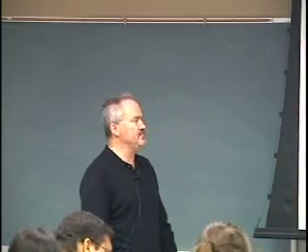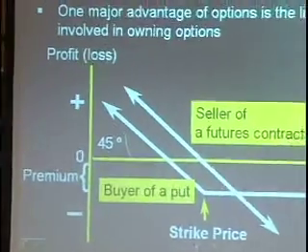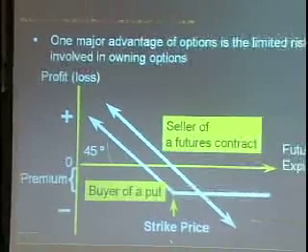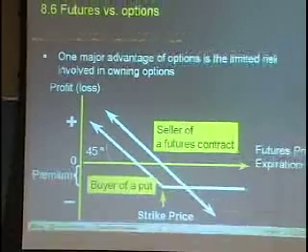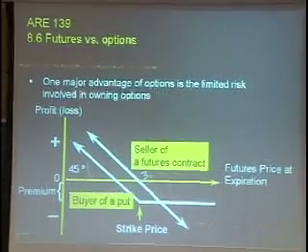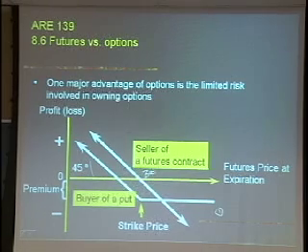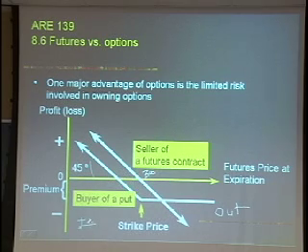So here's a payoff chart to the buyer of a put option. We could set this up the same way. Let's say that the strike price is $30. Again, this is crude oil. So in this case, if the futures price is high, then it's out of the money, right? And if it's low, then it's in the money.